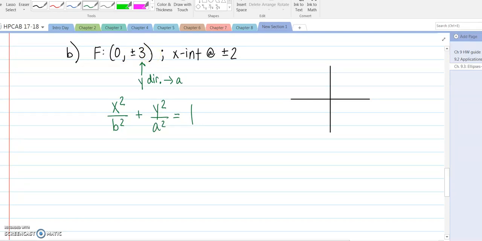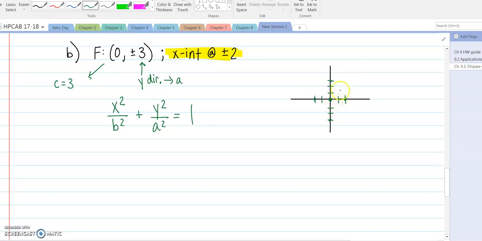Okay, now my focus, that means C is going to be 3, which is great, but that doesn't help me with my equation. So that's where this x-intercept at plus or minus 2 comes into play. Keep in mind what we have right now. We have a center at 0, 0. We have focus points at 0, positive 3, and 0, negative 3. Remember, focus points aren't actually on the ellipse. They're just part of the graph in terms of what information we need. But now it's telling me I have x-intercepts at plus or minus 2 right here.